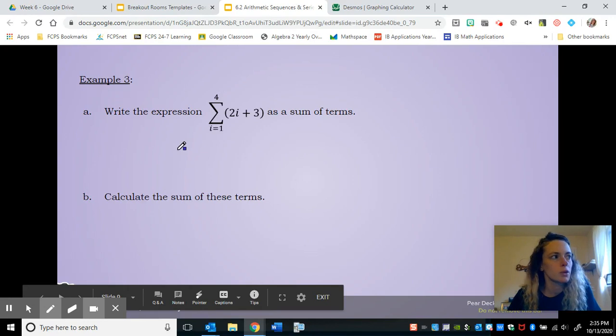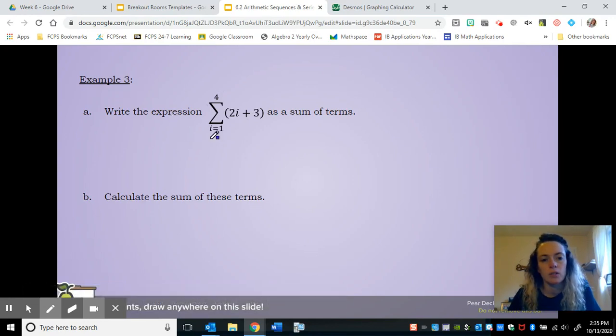Example number 3, we have this expression, and we're asked first to just write it as a sum of terms. So what that means is we are not evaluating the actual sum. They just want it written out. What does that look like? So I see that I'm starting with term number 1, where i equals 1. So my very first term would be 2 times 1 plus 3.